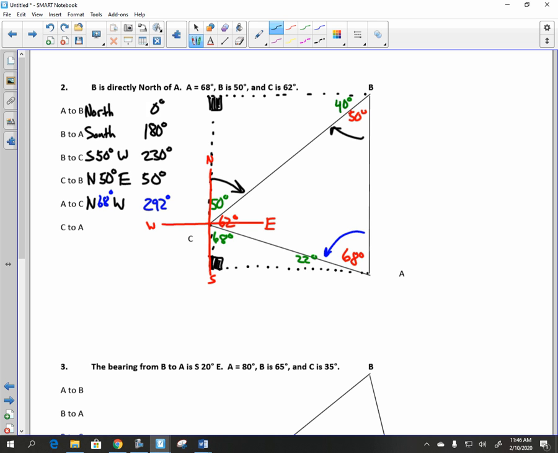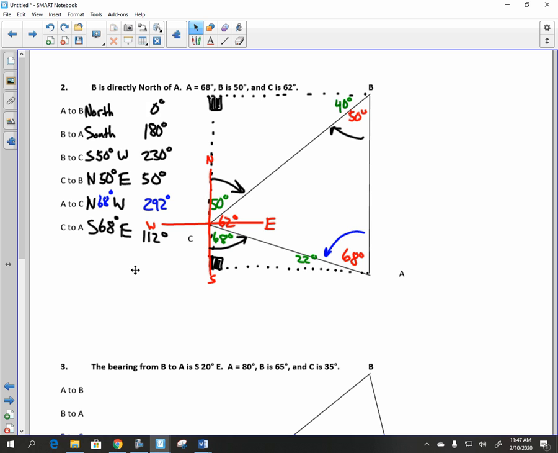Okay. C to A, general description. Southeast. So how many degrees east of south do I turn? 68. Is that 68 past 180 or 68 behind 180? Behind 180. Remember, east is 90, south is 180, so your result has to be between 90 and 180. I subtract that 68 off, I get 112.